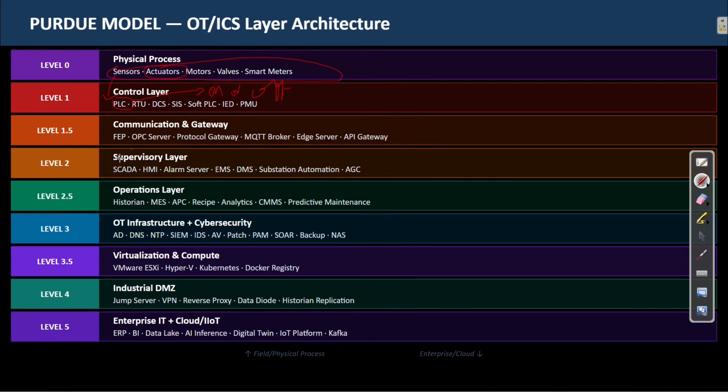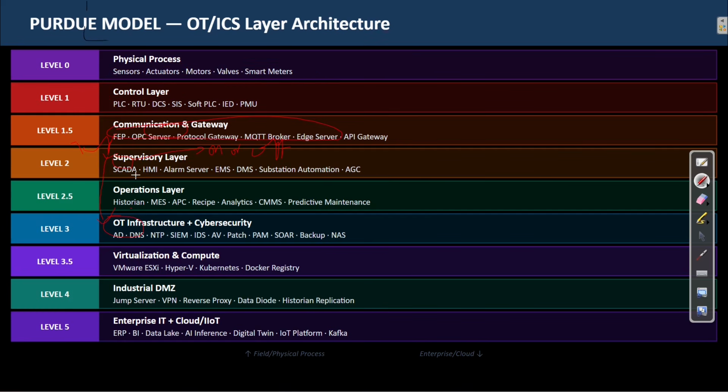SCADA is a supervisory control and data acquisition system. Now the PLC receives temperature from level 0, and then the PLC will send this data to the SCADA system. To send that particular information to the SCADA system, we require a protocol or a channel. So this level 1.5 we can consider as a communication gateway.